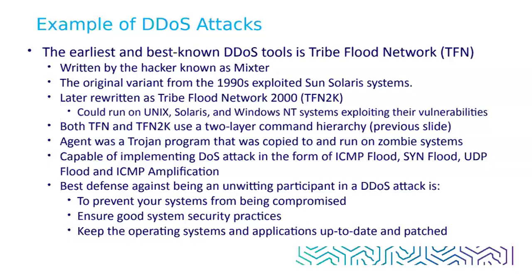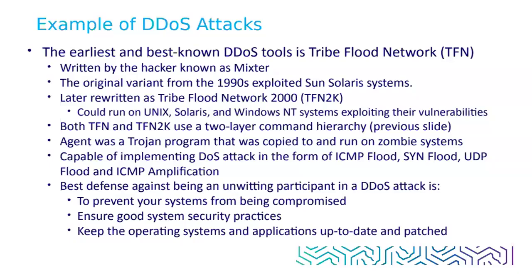Later, the TFN was improved and rewritten as TFN2K. In full form, it is Tribe Flood Network 2000. The newer version supported multiple operating systems. TFN2K could run on Unix, Solaris, and Windows NT. The malware exploited vulnerabilities in these operating systems to compromise the systems and recruit them into a botnet.